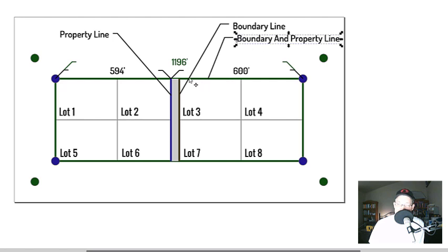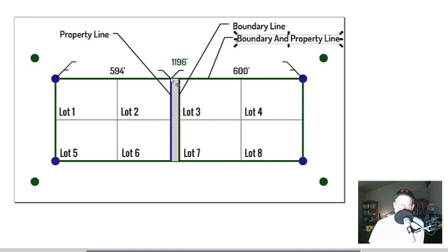The third scenario is this green line here, and this one, and this one, and this one, and this one. These are both boundary lines and property lines. So they were boundaries that were laid out on the original survey, and they are also property lines. So possession and ownership correspond to the boundary on the green lines. Okay, so let's go over those again.